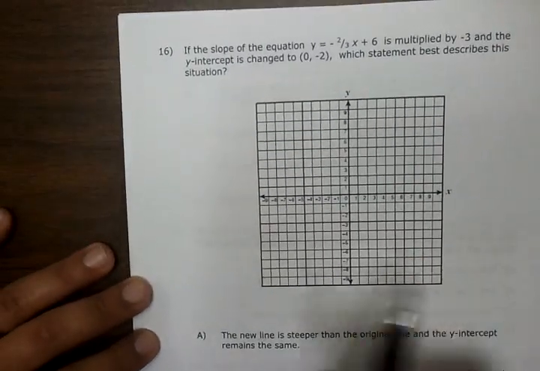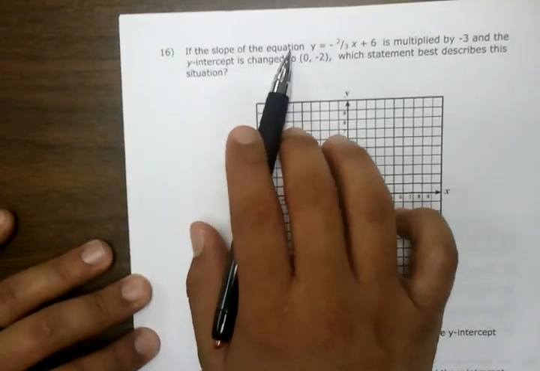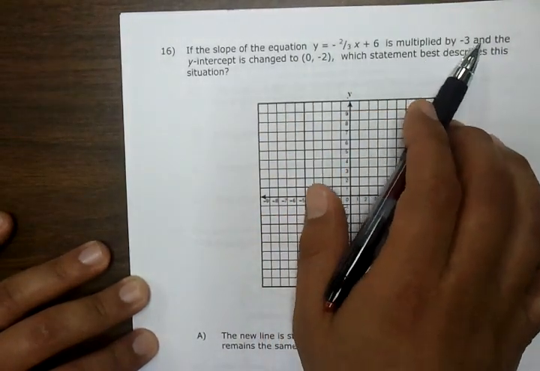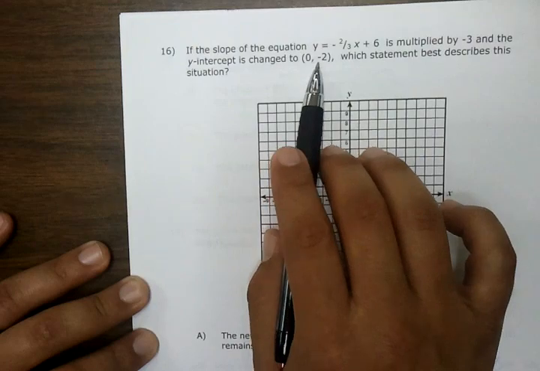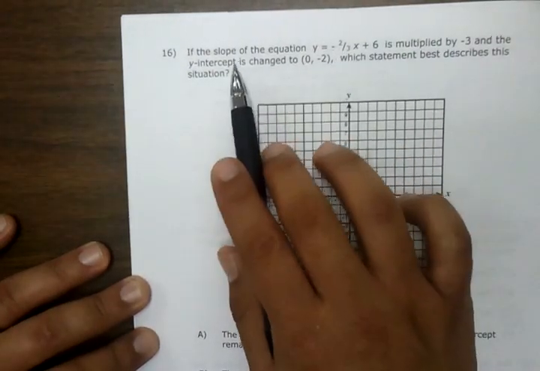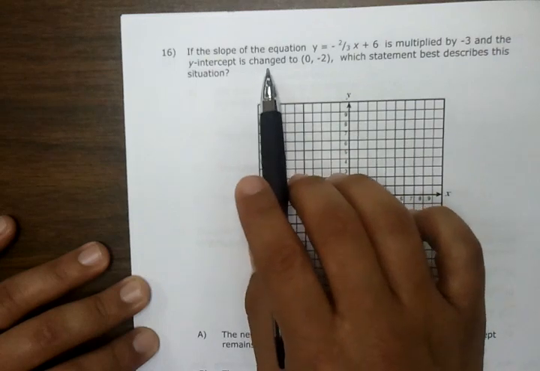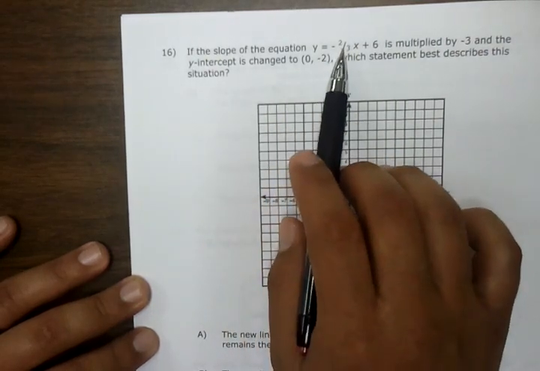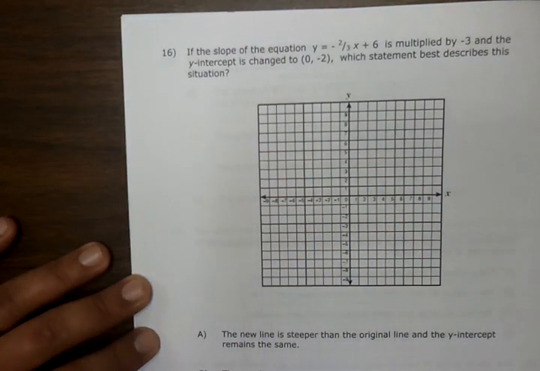This is right here. If the slope of the equation y equals negative 3 halves x plus 6 is multiplied by negative 3 and the y-intercept is changed to (0, negative 2), which statement best describes the situation? Really, when it tells you about changing a line, it's going to give you a new line. So first, let's go ahead and find out what the new slope is.